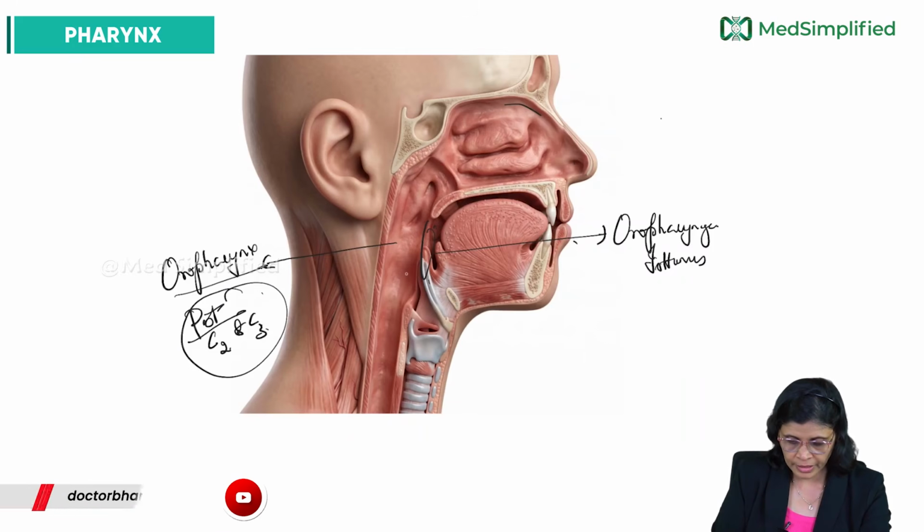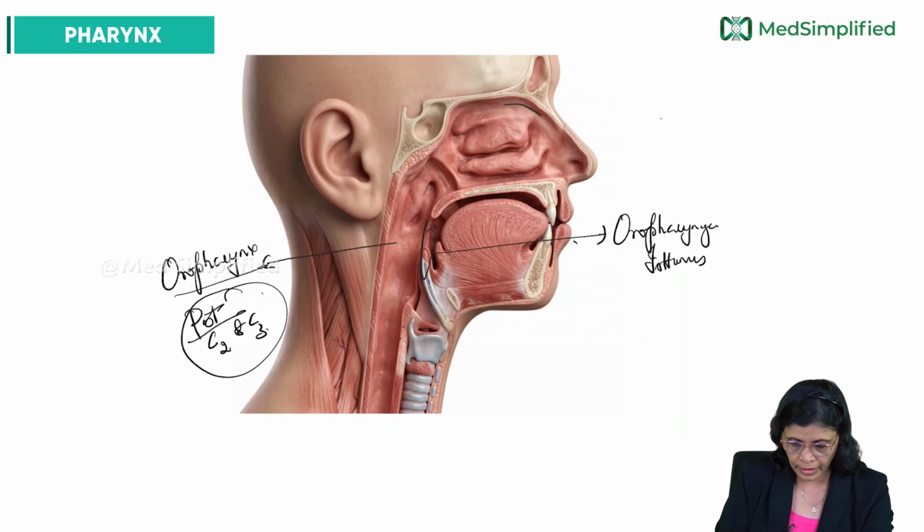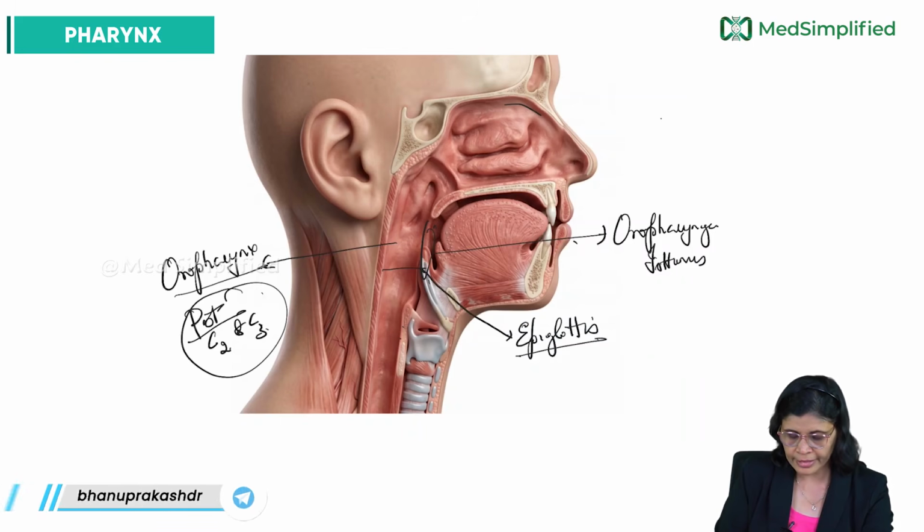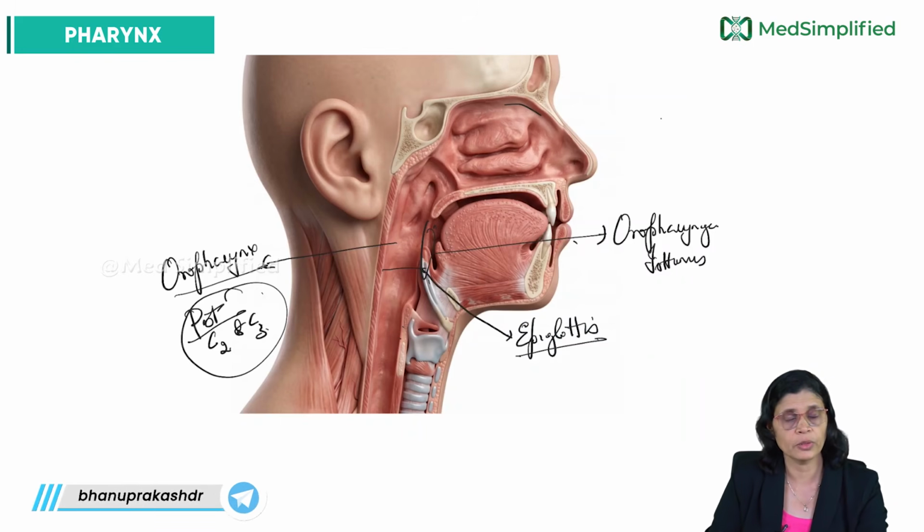Below, it will be communicating with the laryngopharynx at the level of the upper border of the epiglottis. So here we have the epiglottis. At this level it communicates below with the laryngopharynx.